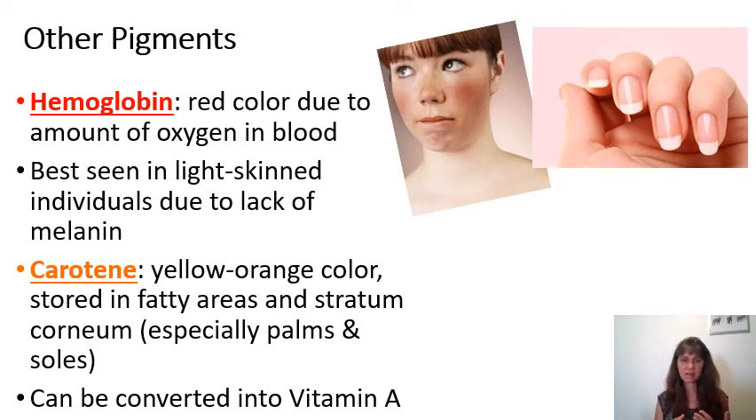Keratin is also a pigment that can contribute a yellow-orange color. Keratin is also often stored in fat in our bodies, and it's also seen in the stratum corneum in the palms of our hands and the soles of our feet. Now, keratin can be converted into vitamin A. However, if a person eats food that contains a lot of keratin, he very well may take on an orangish appearance.